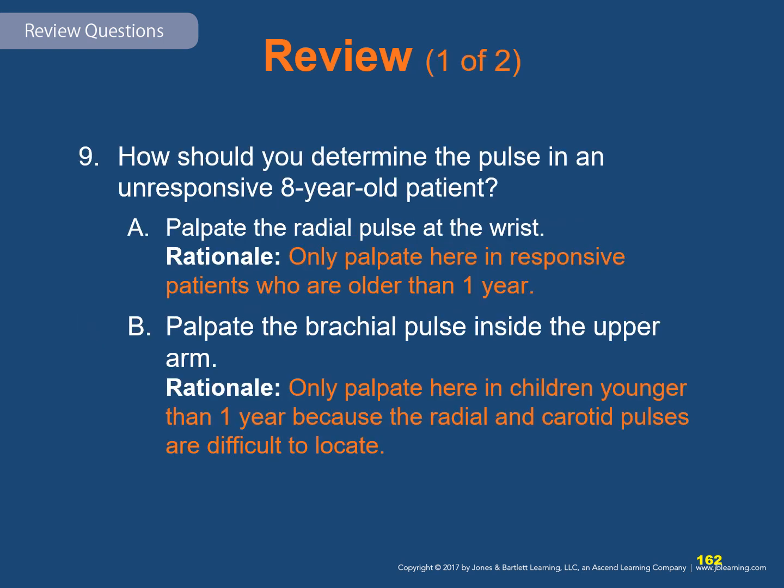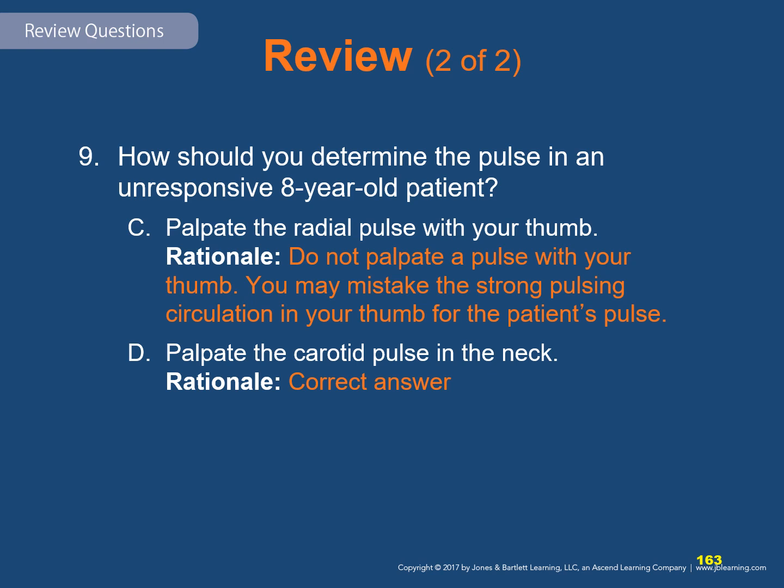For an 8-year-old patient, if you palpate the radial pulse of the wrist, only palpate here in an unresponsive patient who is older than 1 year. So you can do it at the wrist, but it's more correct to do the carotid pulse. Palpate the brachial pulse inside the upper arm. You only palpate here in children younger than 1 year because the radial and carotid pulses are difficult to locate. C, palpate the radial pulse with your thumb. Do not ever palpate a pulse with your thumb. You may mistake the pulsing of circulation in your own thumb for the patient's pulse. Check the carotid pulse in the neck. That is the correct answer.